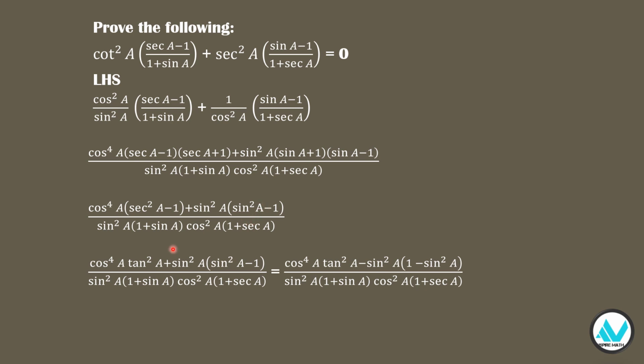Now cos power 4a into (secant square a minus 1) is nothing but tan square a, plus sin square a into (sin square a minus 1). Now let me take the minus outside. So when I take the minus outside, I will get sin square a into (1 minus sin square a) by the denominator.